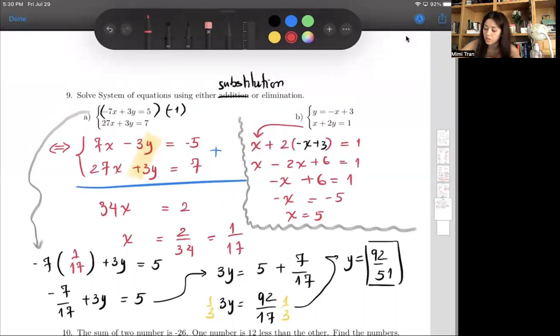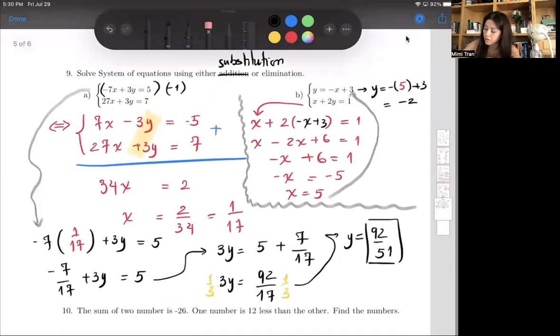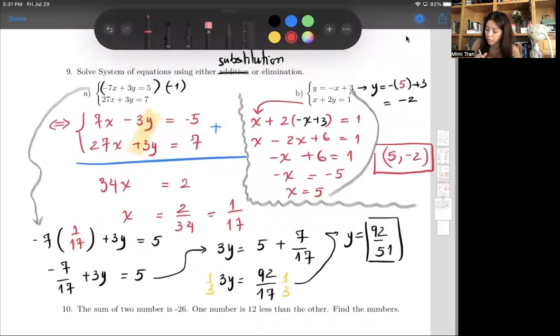And what you want to do is plug it back in right here. So y equal negative 5 plus 3, which is negative 2. So the final answer is 5 comma negative 2. Right, and I kind of write ordered pair for this one too.